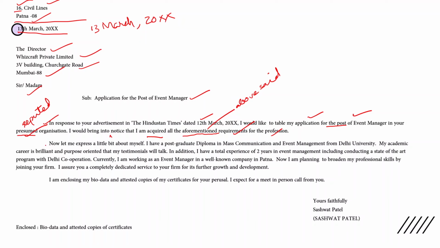Come to the next paragraph. Now let me express a little bit about myself. I have a postgraduate diploma in mass communication and event management from Delhi University. So why are we applying for this post? We are going to state our personal qualifications for the same. My academic career is brilliant and purpose oriented, that my testimonials will talk.